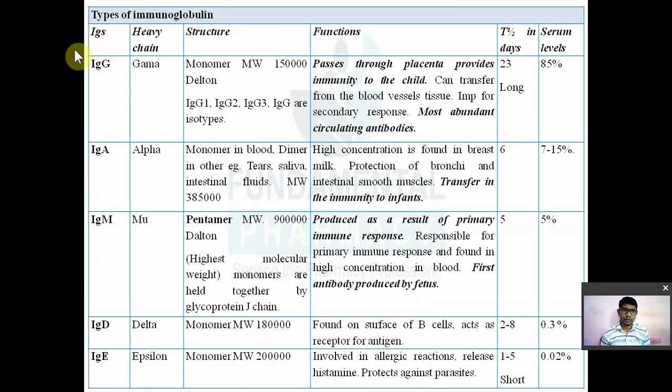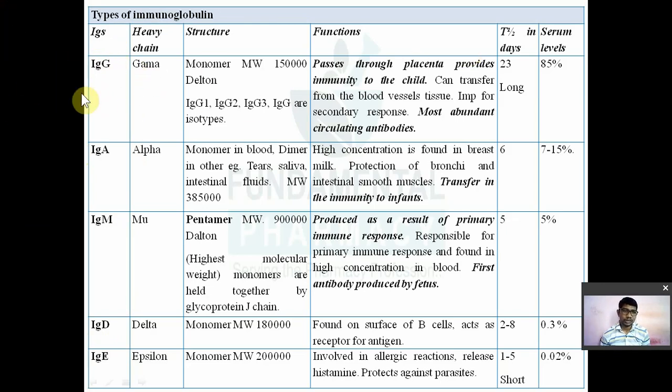So types of immunoglobulin, then heavy chain. These immunoglobulins have two chains: one is known as the light chain and one is known as the heavy chain. All immunoglobulins, remember, have the same light chain. The light chain in every immunoglobulin is the same, but the heavy chain is different. The light chain is the same, and the heavy chain differs in each individual one.